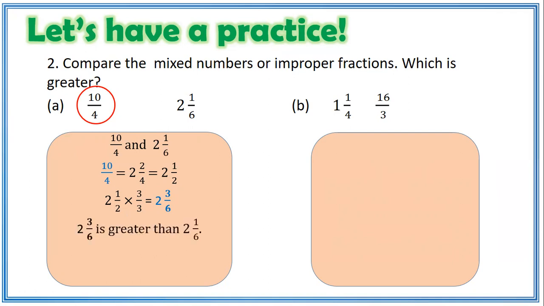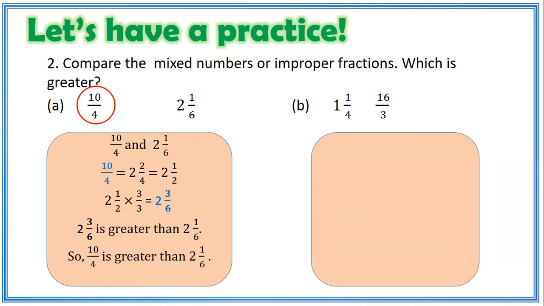Okay, now the denominators are the same. Let us compare. 2 and 3 out of 6 is greater than 2 and 1 out of 6. So 10 out of 4 is greater than 2 and 1 out of 6. Very good. What about for letter B?